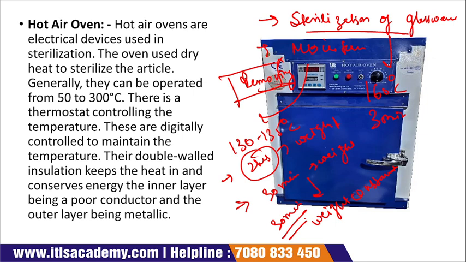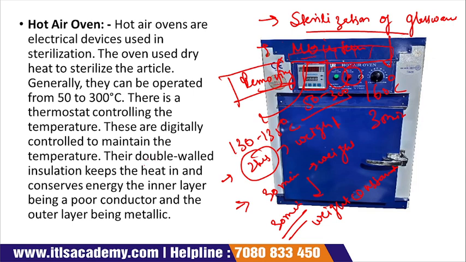A hot air oven also has a knob whose temperature range is 50 to 300 degrees Celsius. There is a main indicator, there is also a temperature indicator, and there is a display which shows the temperature range. In some hot air ovens there is a thermometer placed which shows the temperature range instead of the display. Now see what the hot air oven is.